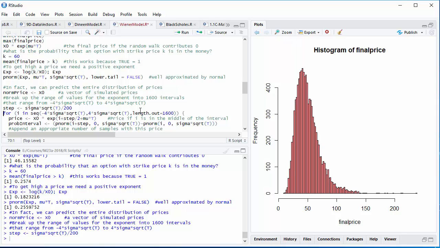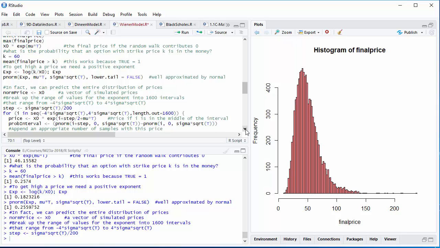Now I'll just step through each of those 1600 intervals, and what I will do is calculate the price if I have a value in the middle of that interval. That is I steps plus another half step. I will calculate the probability of being in that interval by asking for the probability that we exceed I plus 1 steps and subtract off the probability for exceeding I steps.